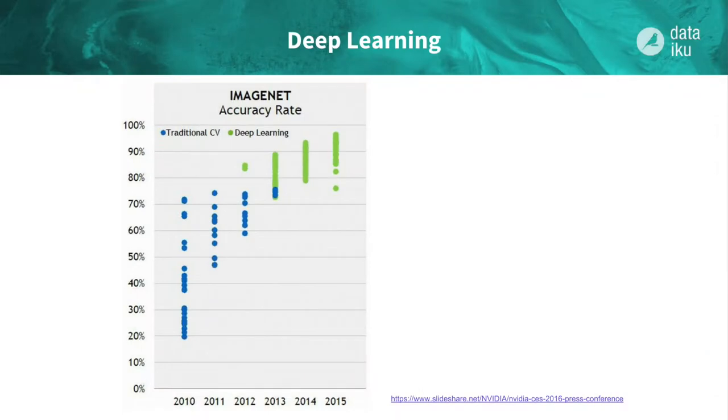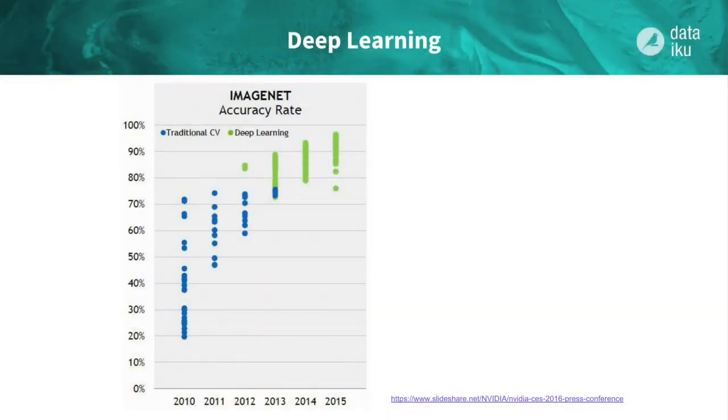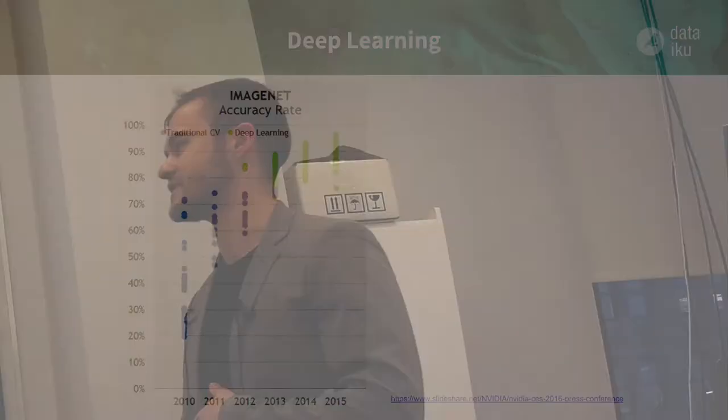This graph right here, I believe, was presented at some conference back in 2016. It showed different models' accuracy on the ImageNet dataset. So how accurate were these models in predicting that this picture of a dog was in fact a dog, or this picture of a boat was in fact a boat? And you can see that the blue dots over here on the left are traditional image classification techniques, and then the green over here on the right are deep learning. So all of the more successful classification models post-2012 have been through using deep learning.